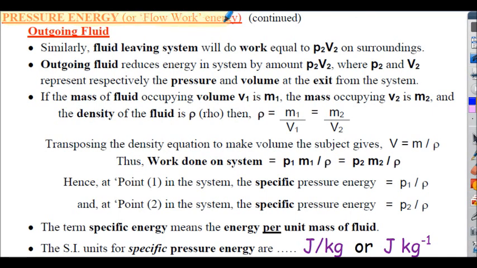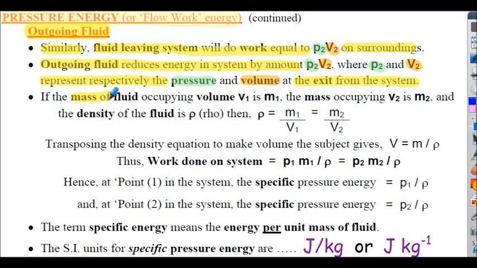Pressure energy or flow work energy continued. Consider the outgoing fluid. Similarly, fluid leaving the system will do work equal to P2, V2 on the surroundings. The outgoing fluid reduces energy in the system by the amount P2, V2, where P2 and V2 represent respectively the pressure and volume at the exit from the system. The mass of fluid occupying volume V1 is M1 and the mass of fluid occupying volume V2 is M2.